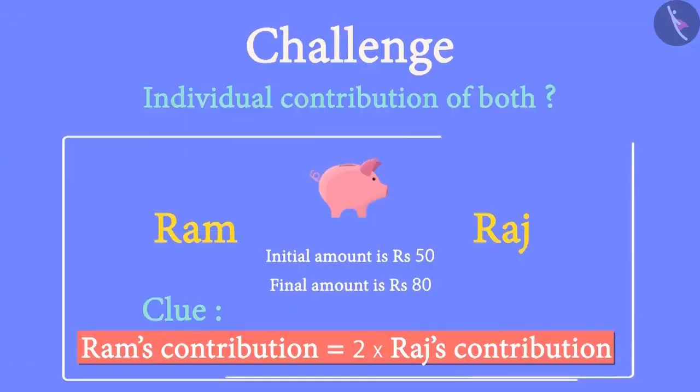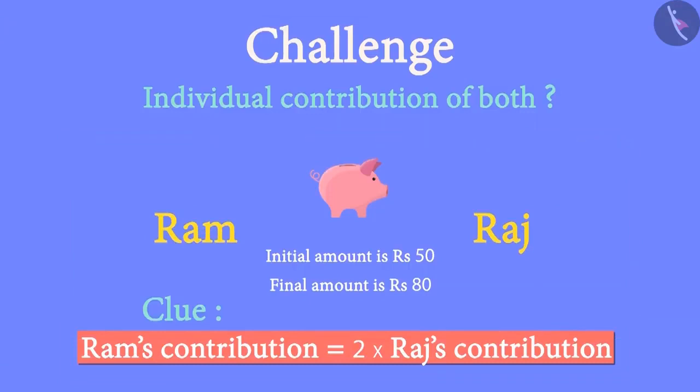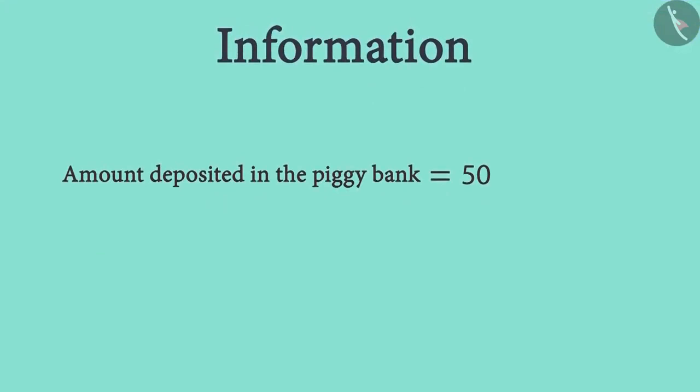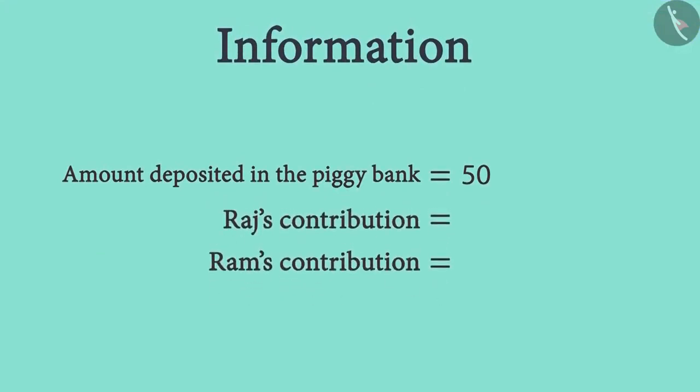Let us try to write the information that is given to us. We know that the piggy bank already has 50 rupees. Then, Ram and Raj deposited some money in it. But we don't know how much money they contributed separately in the piggy bank. For now, let us place one coin as a symbol to represent Raj's contribution.